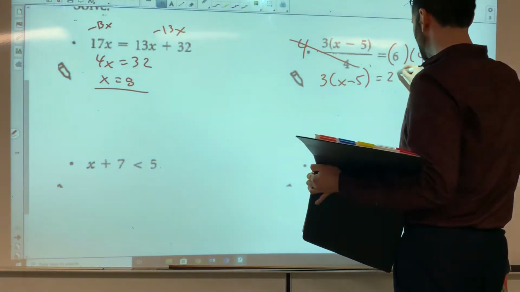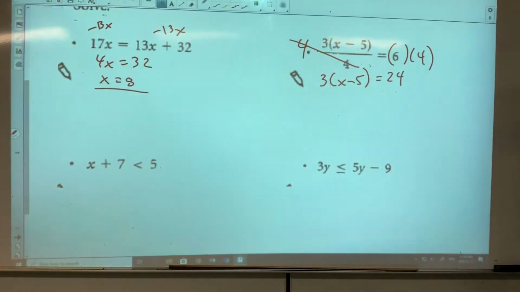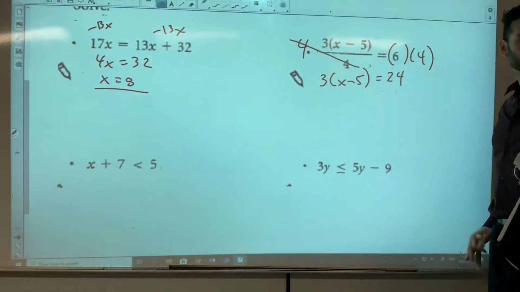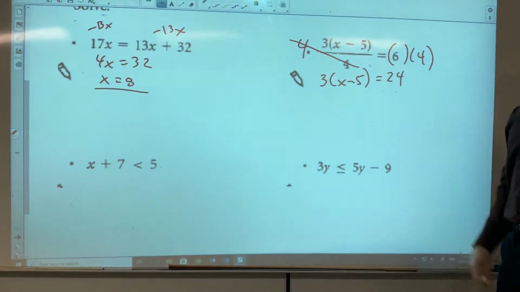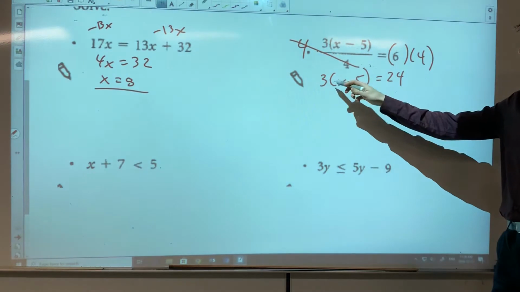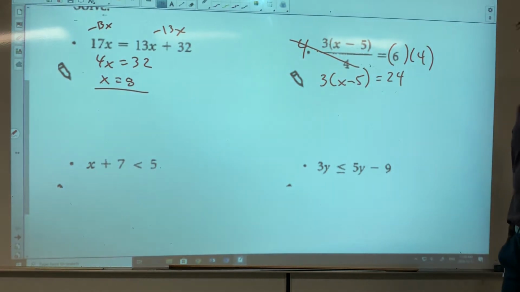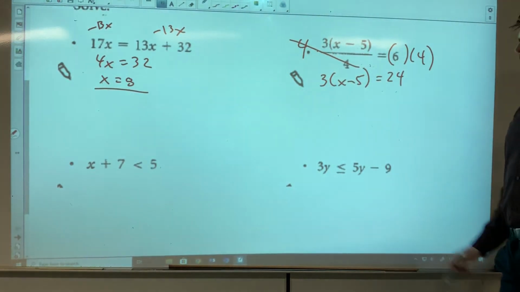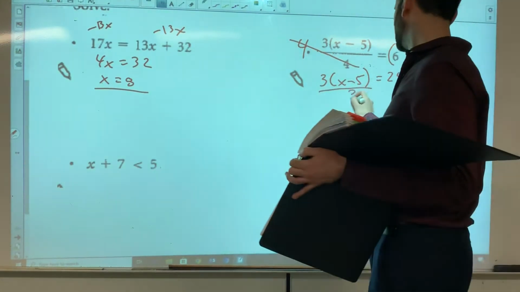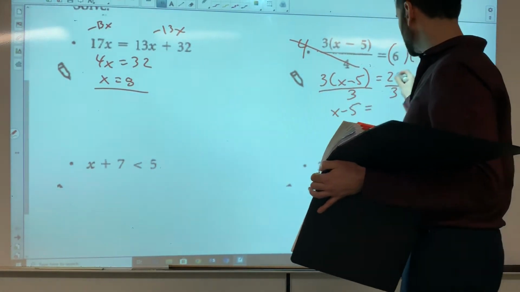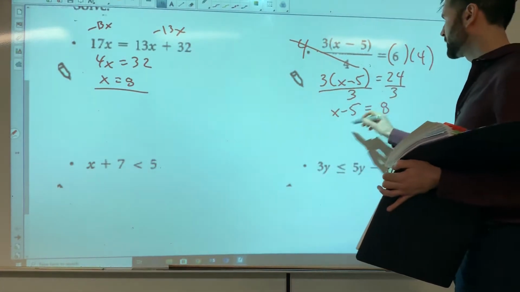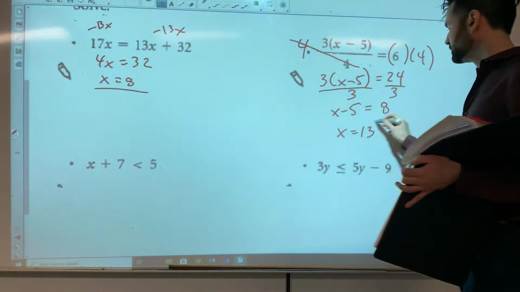6 times 4 is 24. Should I just divide both sides by 3? You've got two options. You can distribute this into the brackets, but because it's multiplying everything and 24 is divisible by 3, I would just divide both sides by 3. It'll make your life a little bit easier. So that's 8, and then you can add 5 to both sides, so you get 13.